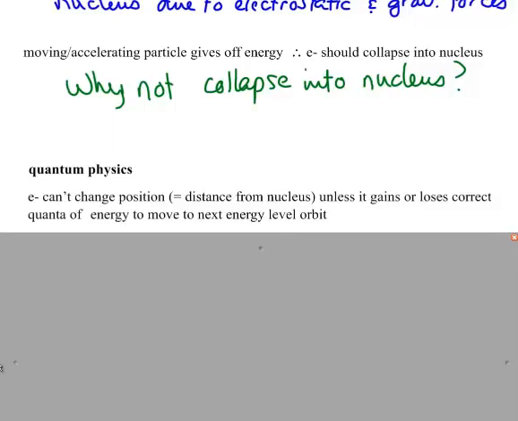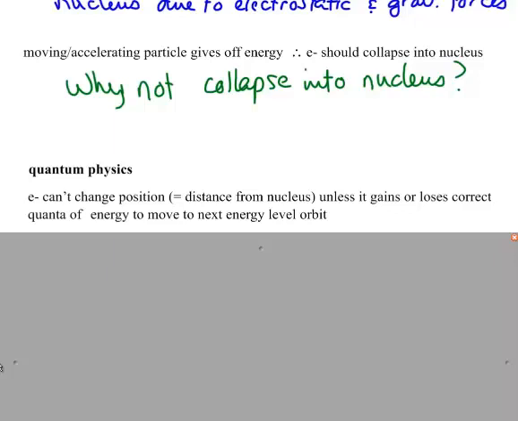So what they determined is electrons can't change position, meaning they can't move closer to the nucleus or further away from the nucleus by changing energy levels, unless they gain or lose a specific amount of energy, the correct amount of energy to take them to the next energy level. So it's very specific. It's similar to walking up the stairs: you can't lift your foot three-quarters of the way up to the next step and expect to go up. You have to lift your foot a specific distance to get all the way up. Same is true for electrons moving from one energy level to another.